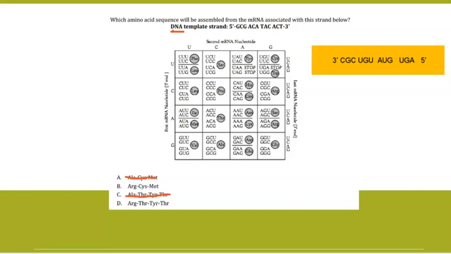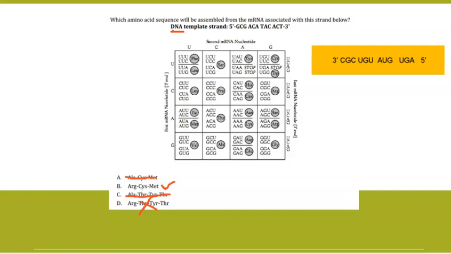Now the next one, we have to choose from these. If we look at the second codon, we have UGU. U is the first letter, G we have to look for in this box, and UGU is cysteine. The moment you know that, you know the answer. It has to be this one, because here there is no cysteine. So your answer would be answer number B.